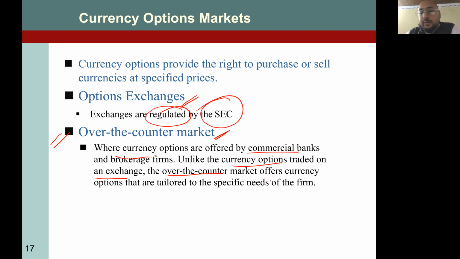Exchange. The over-the-counter market offers currency options that are tailored to the specific needs of the firm. So the difference between exchange-traded options and over-the-counter options is that exchange-traded options are more liquid and credit risk is low when they are provided on the exchange, and over-the-counter market options are less liquid and credit risk is high.